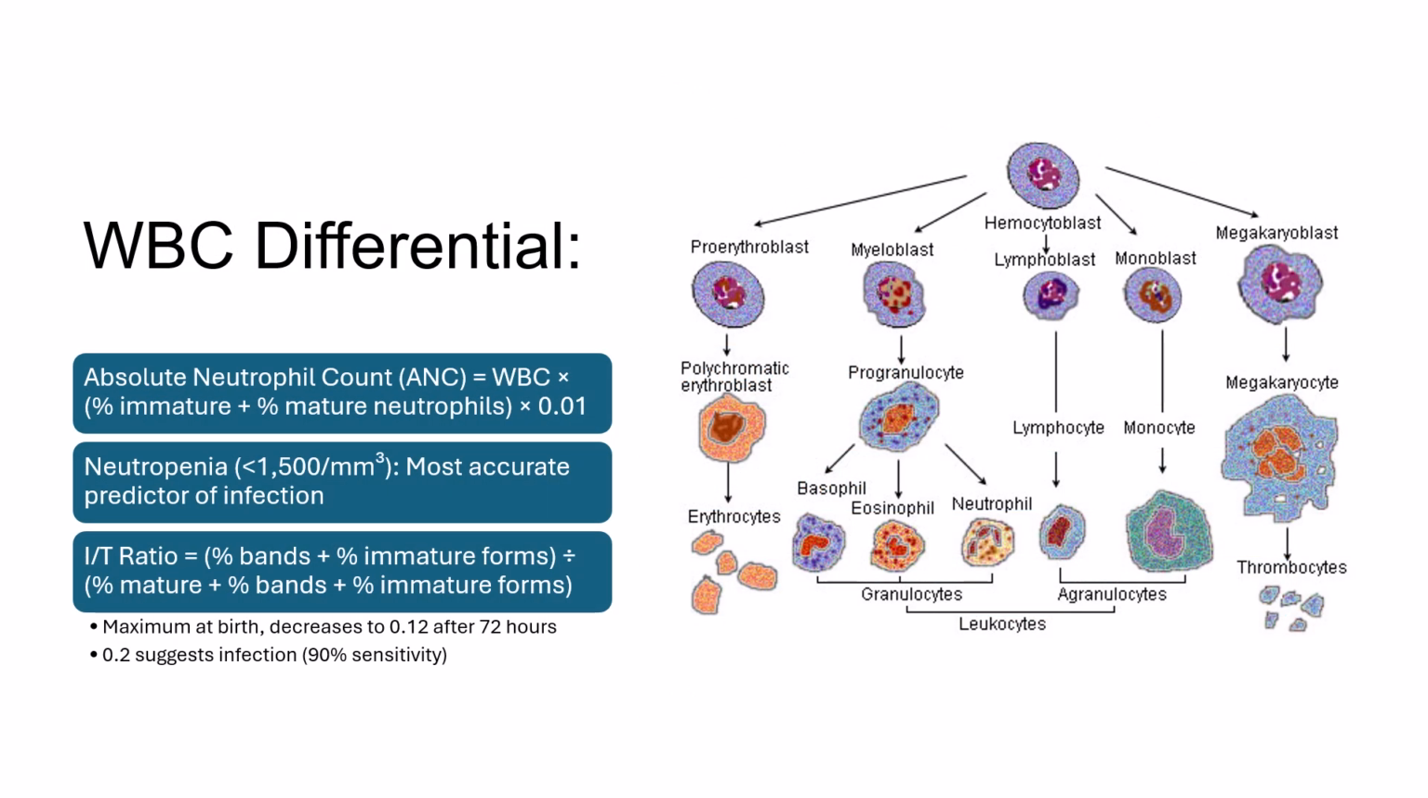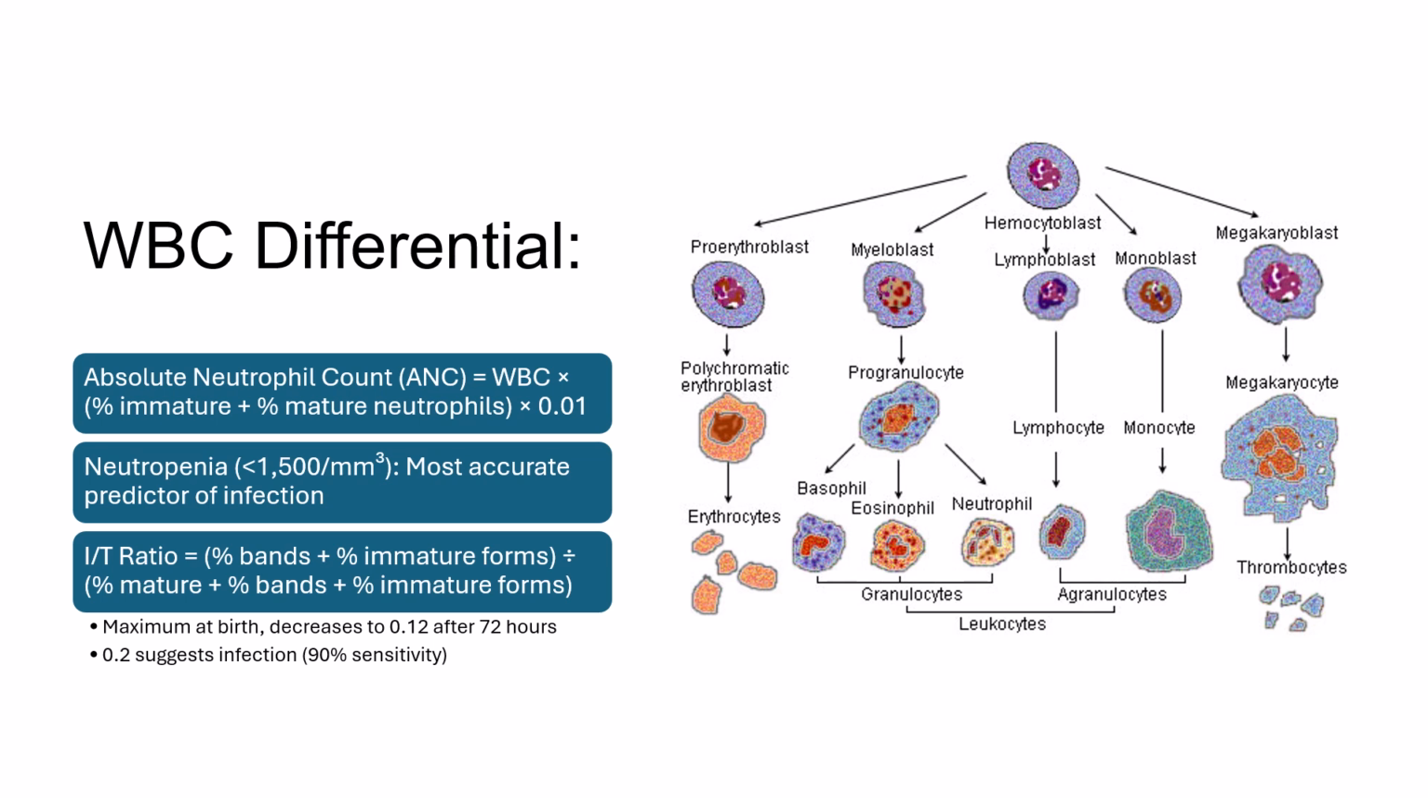The white blood cell differential is a frequently tested topic. You need to know how to calculate the absolute neutrophil count using this formula. Neutropenia, defined as ANC less than 1,500, is the most accurate predictor of infection.